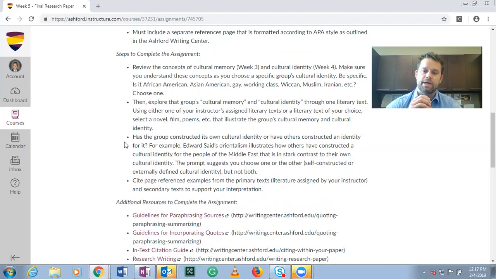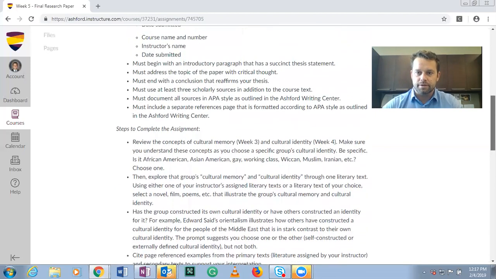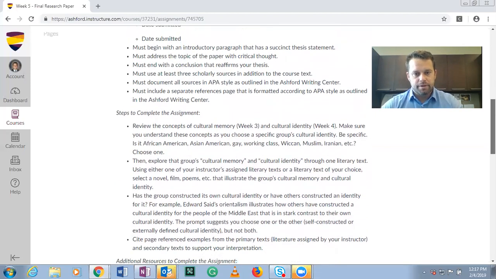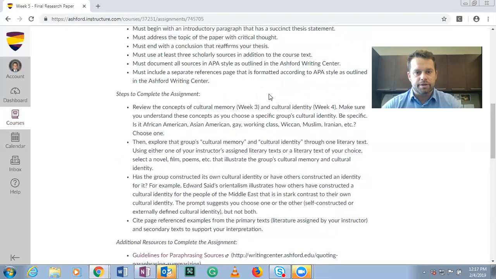Cite everything using APA. Remember that when you use quotes, you do need to include the author's name, the year it was published, and the page number too. So, and you shouldn't be using things that don't have page numbers. That's another good rule to live by in the realm of academic evidence. Okay, so cultural memory, cultural identity.